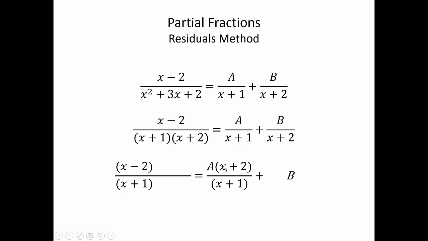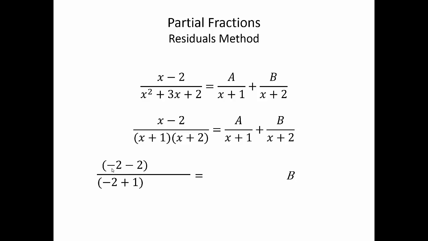Now we set our variable to the value that makes that original denominator term for our x go to 0, which will make our A term go away. And that x value is negative 2. We plug it in. B is now negative 2 minus 2 over negative 2 plus 1, or positive 4.